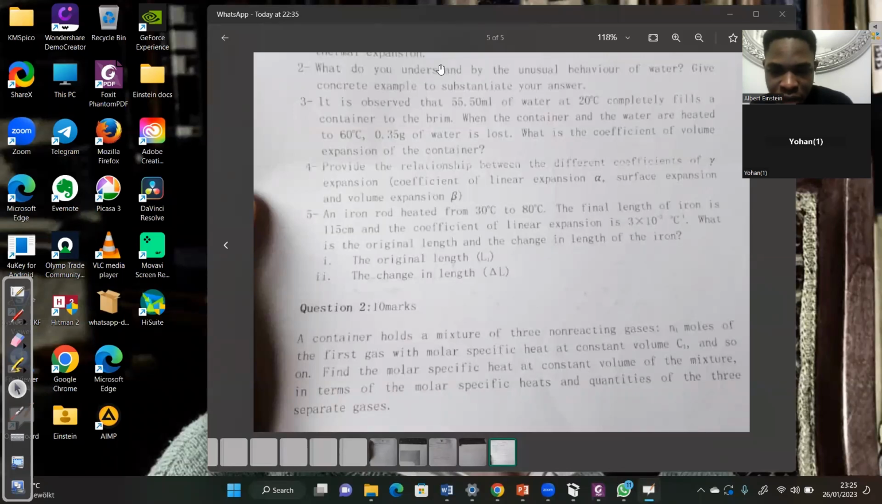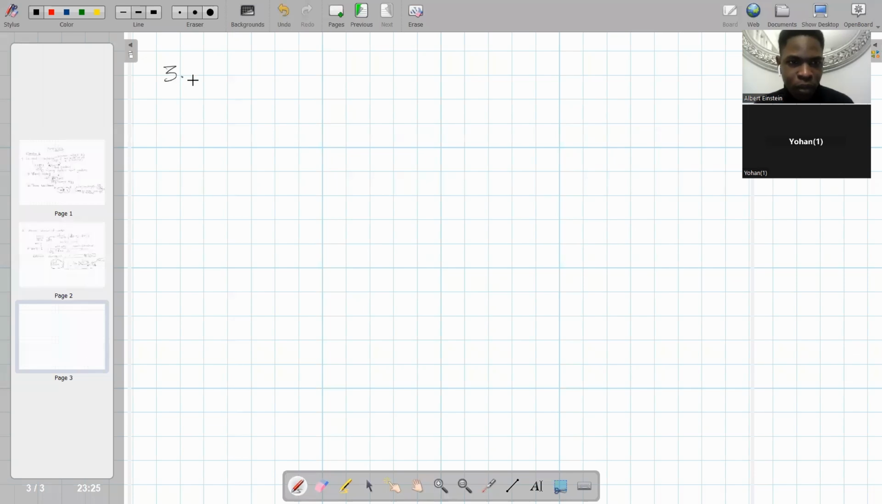Three, it is observed that 55.5 milliliters of water at 20 degrees completely fills a container to the brim. Okay, so let us start collecting our data. We are on question 3. So we have a volume of water of 55.5 milliliters, initial temperature 20 degrees, completely filling a container to the brim, which means it is filled right to the top.